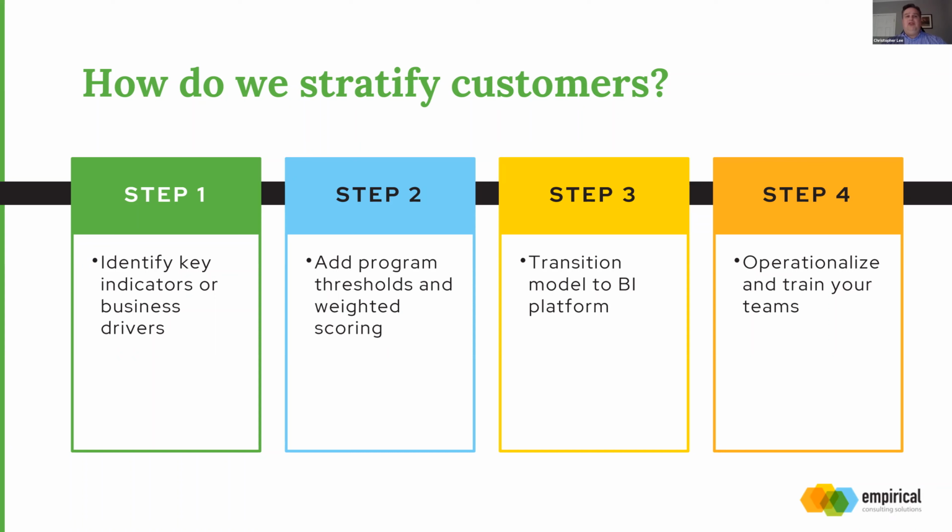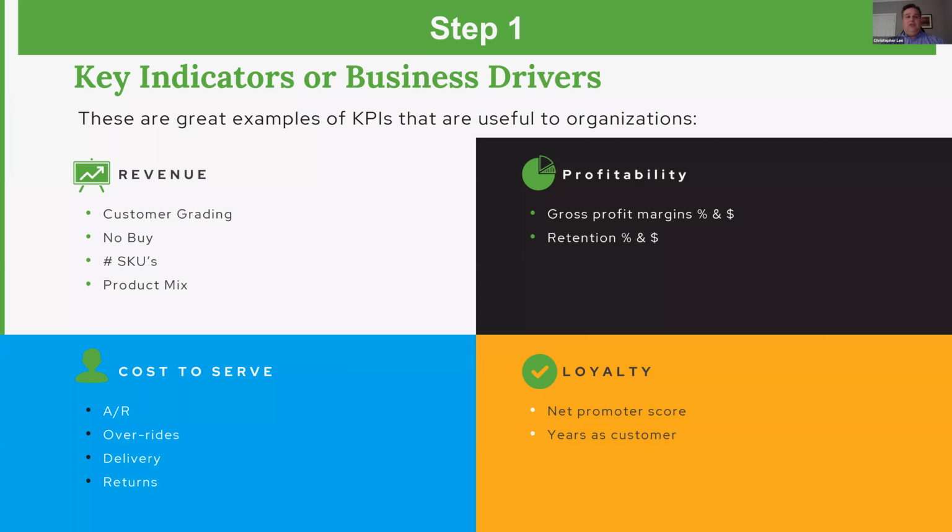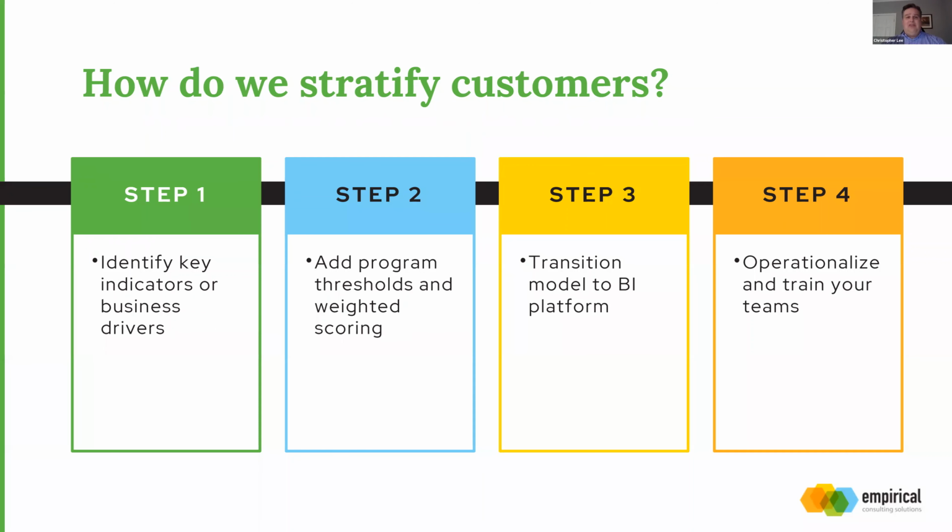Step 3, transition the model from Excel to BI. Scrub your databases, test and verify the data, and build a BI model. Step 4, operationalize and train the team. This step should not be overlooked. Many leaders, many times, can't wait to get going. I assure you, this step is where the magic of customer stratification happens. Everyone on your team should know what's expected and understand how to access the team and the tool fully so that the results and the transformation will follow.